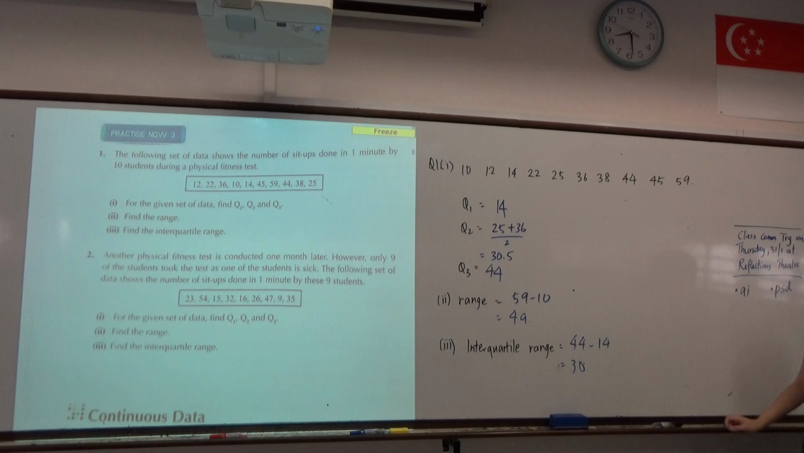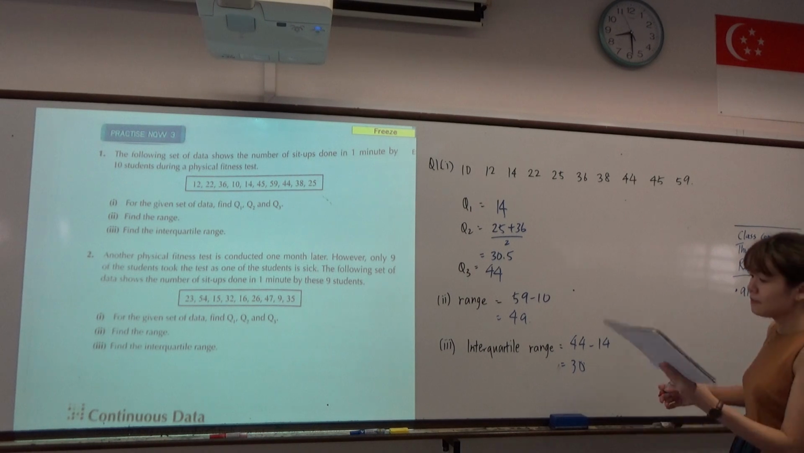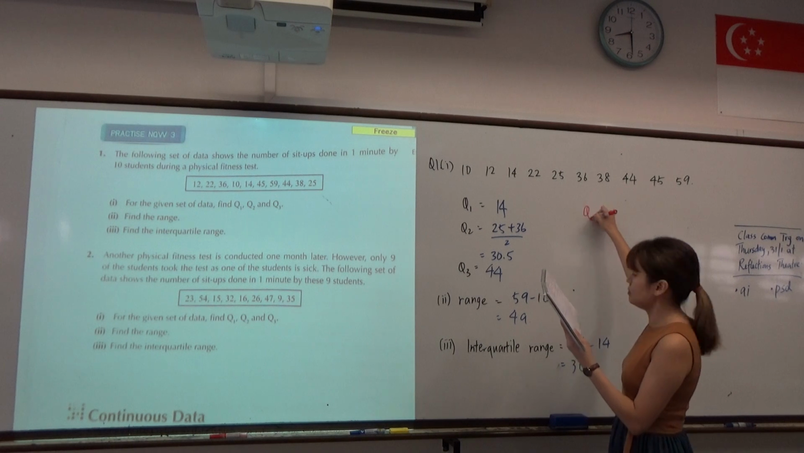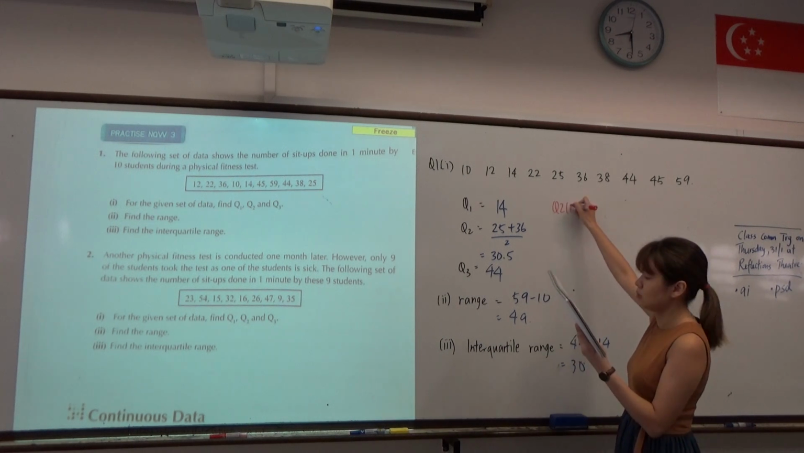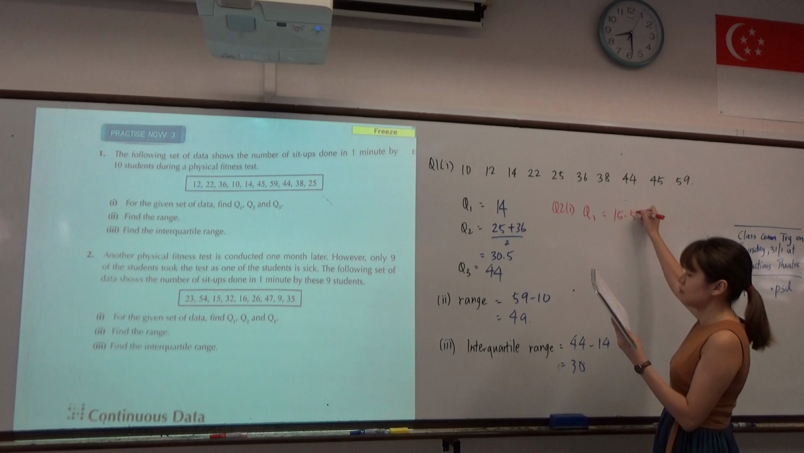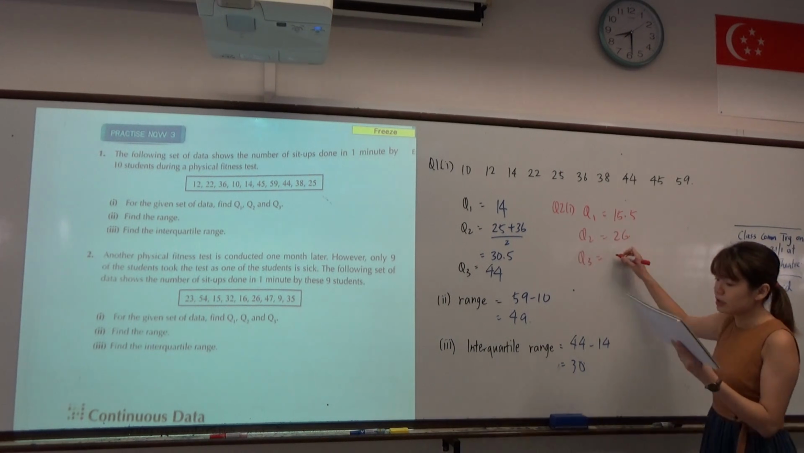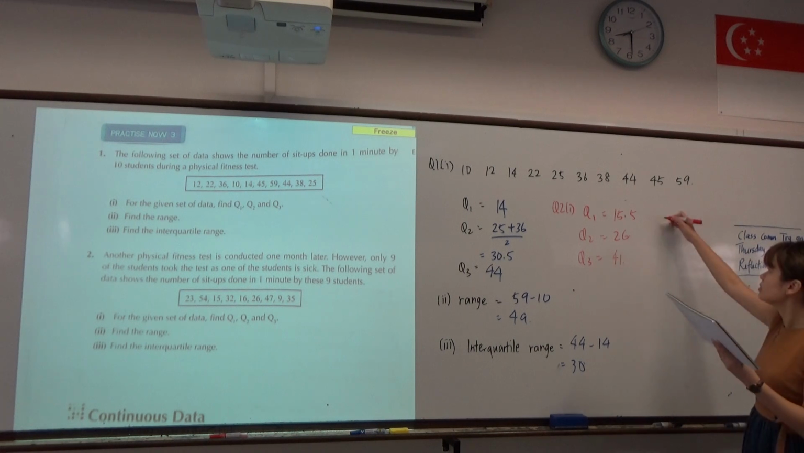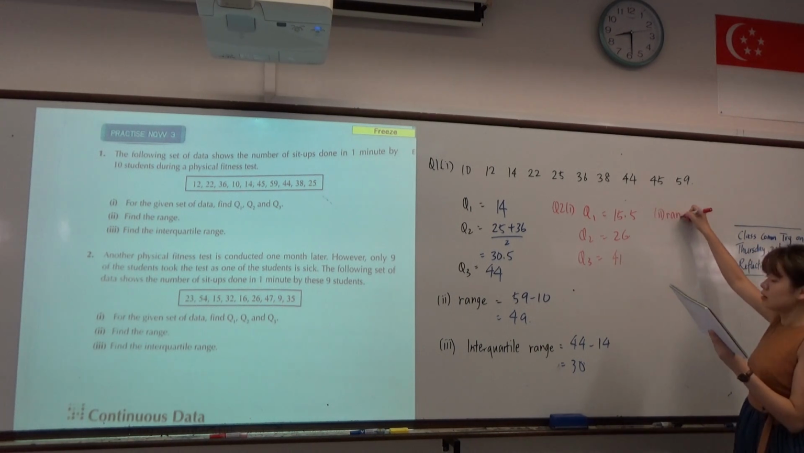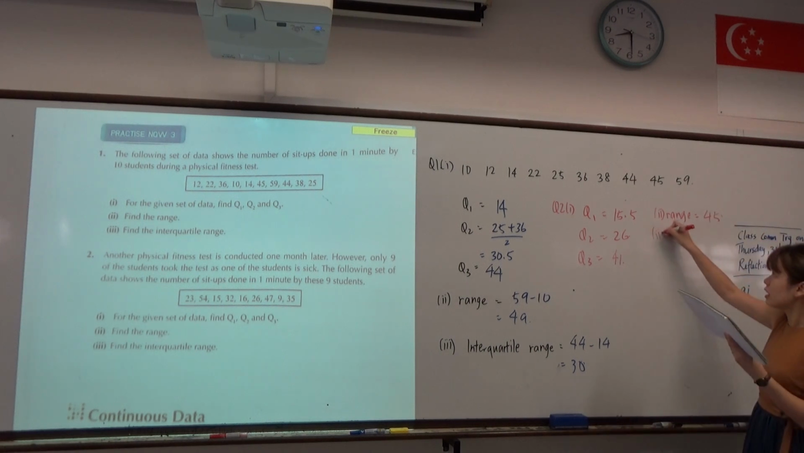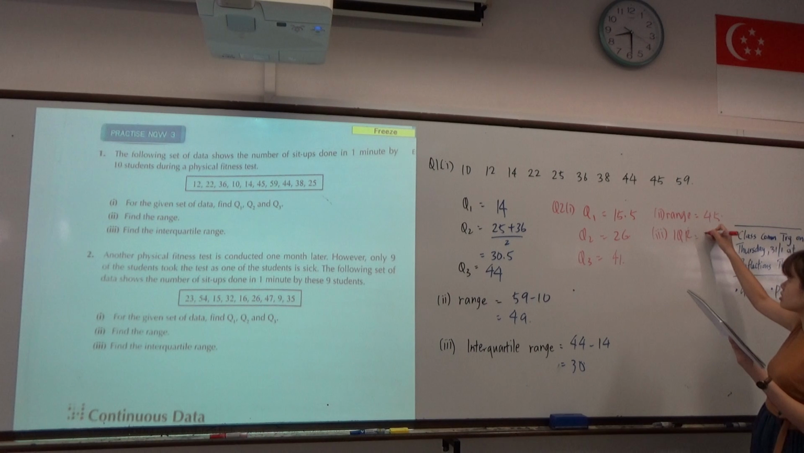Alright. Then after that, for question 2, I will skip arranging them into ascending order. Okay. Then after that, the first quartile. For question 2, that will be 15.5. Median is 26, third quartile is 41. I'll skip the working as well. So range is 45. And then the interquartile range is 25.5.